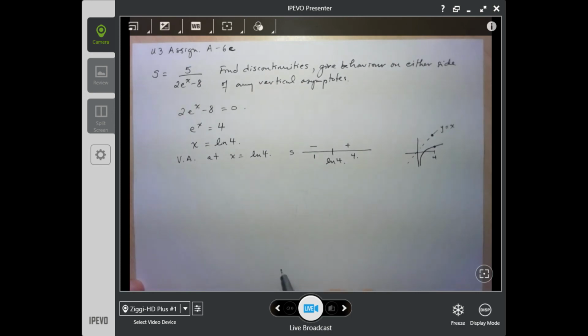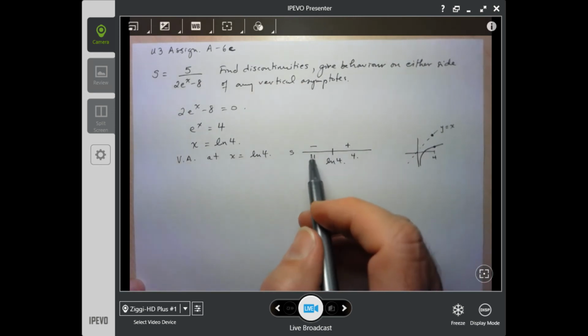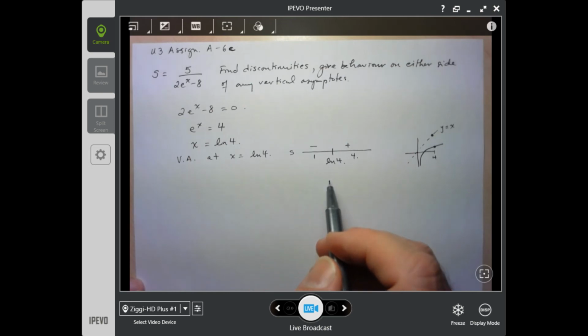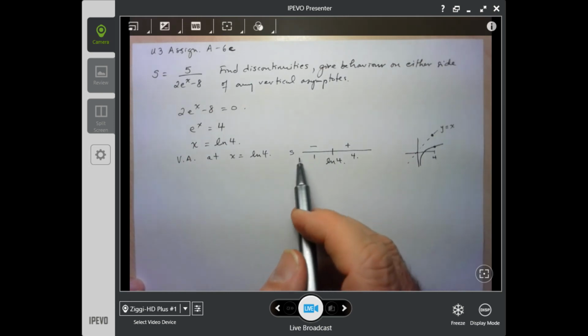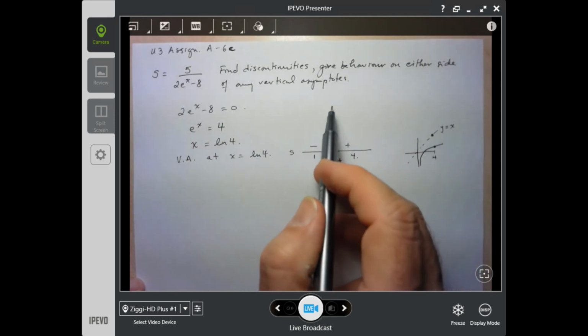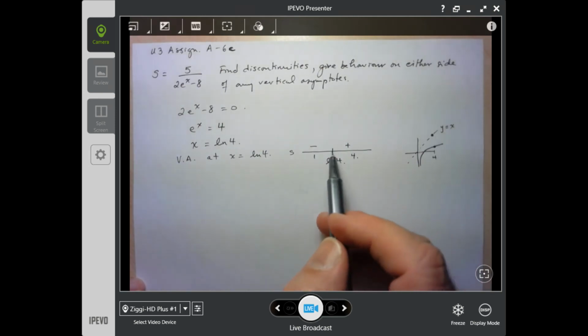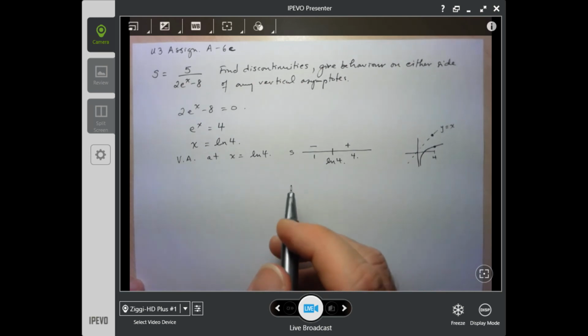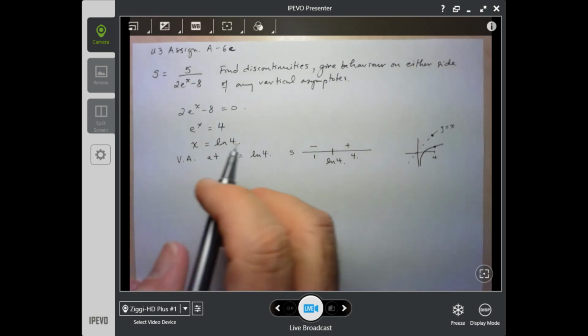All right, so that tells me that to the left of ln 4, the function is going to be approaching negative infinity, since the function is always negative to the left of that. And here it's going to have to approach positive infinity because all the y values have to be positive to the right of that number. Okay, but I'm going to write it using limit notation.